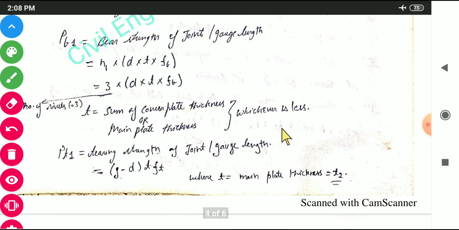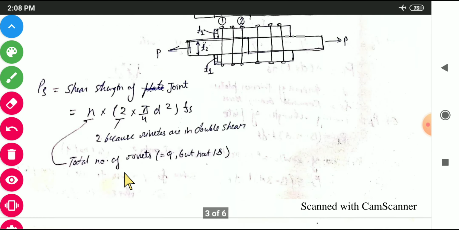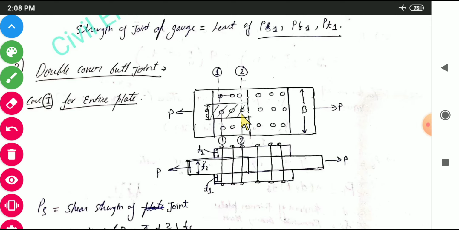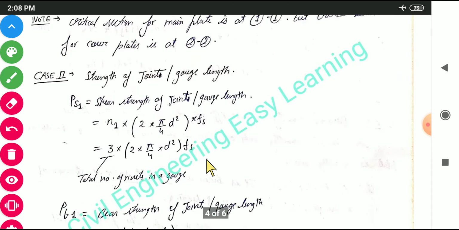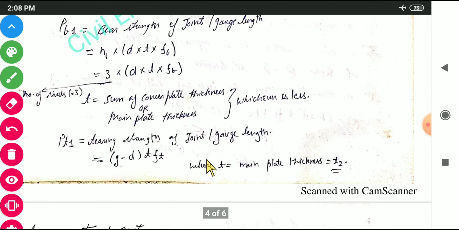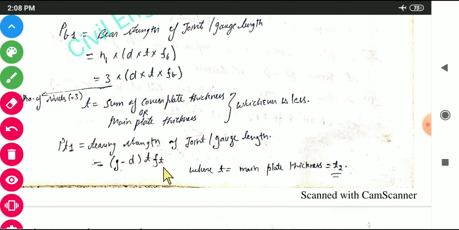And the tearing strength of the gauge length will be (g − d) t ft. G minus d, because only the gauge distance we will be taking as g, minus d because there is only a single rivet in the gauge distance. Here once more I'll show you. See here, there is only one rivet in the gauge distance. This is your gauge distance g, and only one rivet is there, this one. So this will be g minus d times the thickness into ft, the permissible stress in tearing.